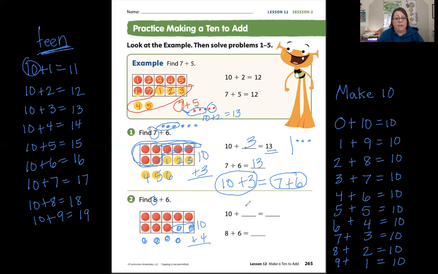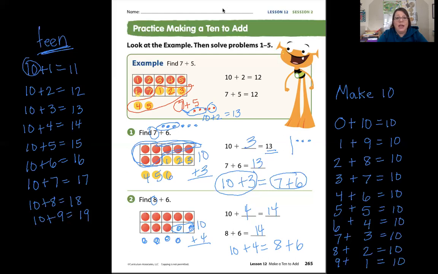So 10 plus 4 equals 14, and 8 plus 6 equals 14. 10 plus 4 is equal to 8 plus 6. They are the same on both sides of the equal symbol.